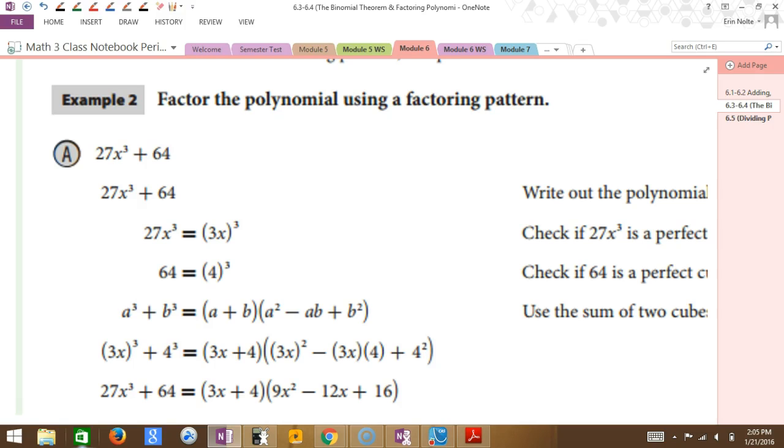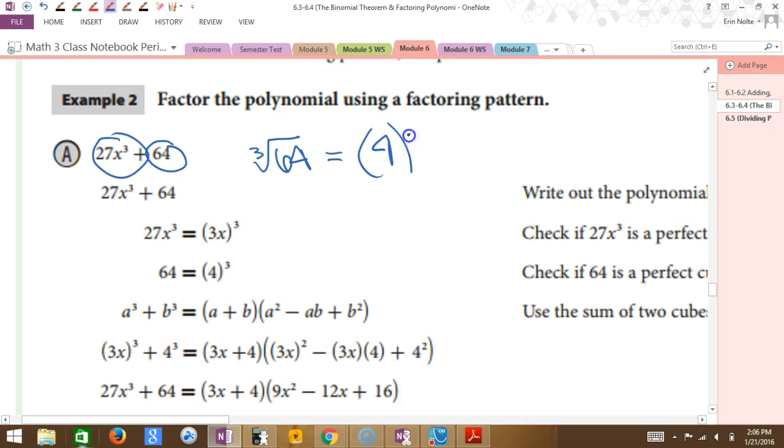So part A, we have 27x cubed plus 64. So we're looking for a factoring pattern within these, okay? So I have 27x cubed. Well, I know that's already cubed, but I want to see, can I take the cubed root of 64? 4 times 4 times 4. Yep. So it's equal to 4 cubed. That's the same thing, right?